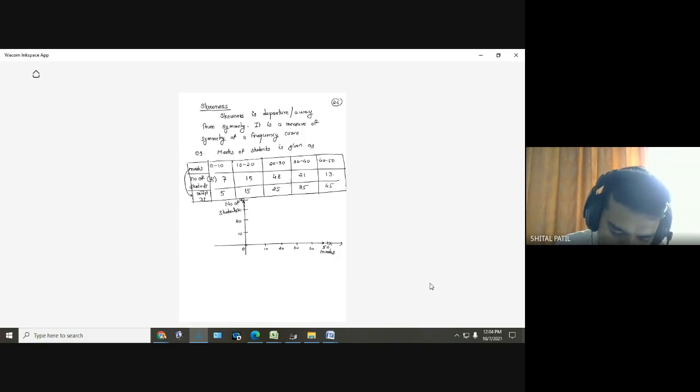So marks 5, how many students are there? 7. Marks 15, how many students are there? 15. Marks 25 here, number of students 48. Somewhere here we get the point. And marks 35, number of students 21, somewhere here. And marks 45, number of students 13. So I'll draw the graph. Say it is like this.